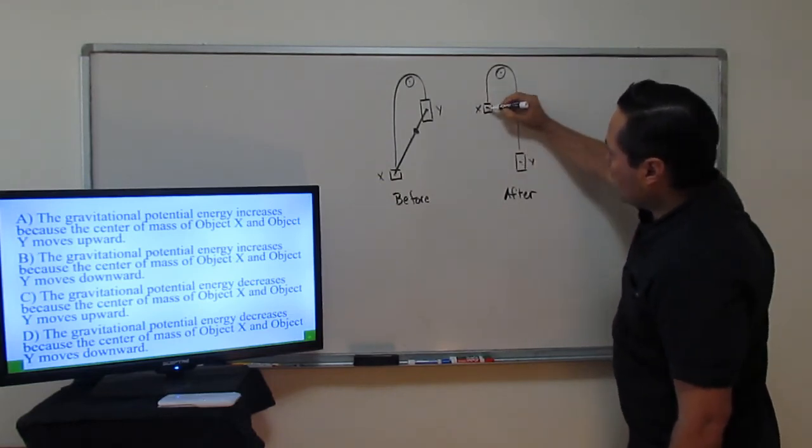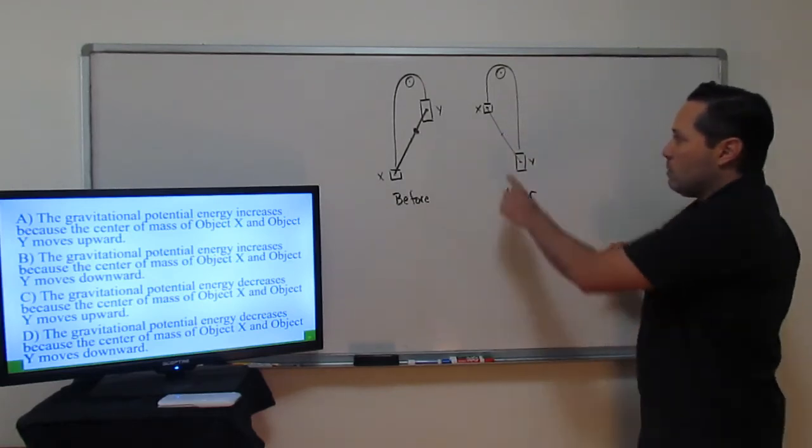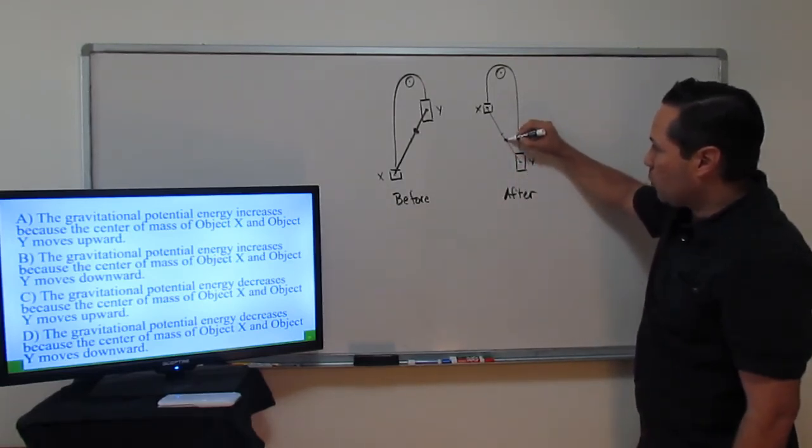Well, again, I would draw a line from the center of this one to that one. Here, if this is the middle, would it be again in the middle? No, again, Y is heavier, so it would be slightly closer to Y.